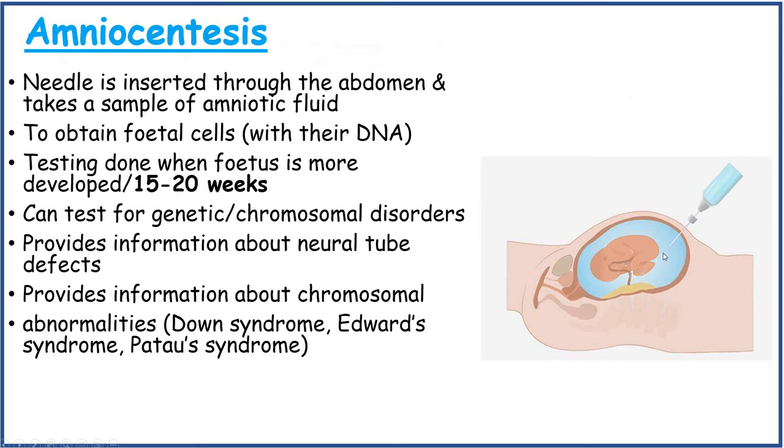Amniocentesis: the needle is inserted through the abdomen and takes a sample of amniotic fluid to obtain fetal cells with their DNA. Testing is done when the fetus is more developed, from 15 to 20 weeks. You can test for genetic or chromosomal disorders, provides information about neural tube defects, provides information about chromosomal abnormalities like Down syndrome, Edwards syndrome and Patau syndrome.